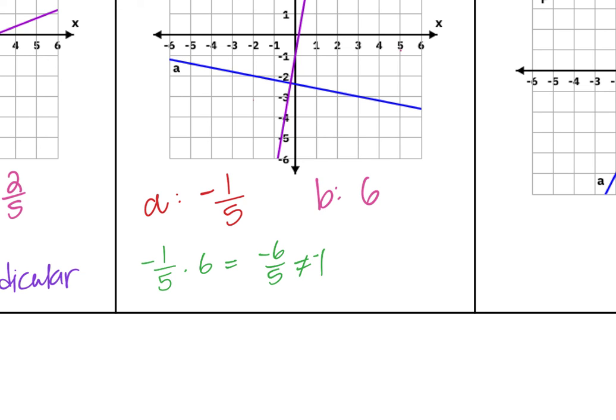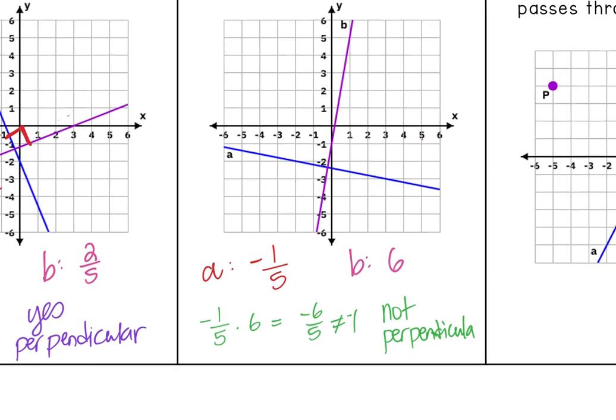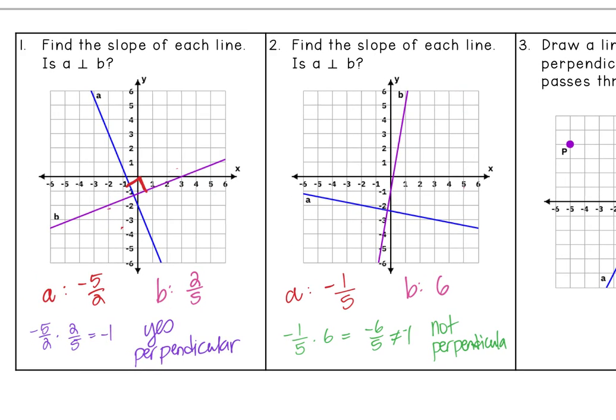So since it doesn't equal -1, these are not perpendicular. So you can't just judge it by the picture. You have to prove it mathematically. More than likely, one of them is like 89 degrees and the other one is 91. Super close, but not exactly perpendicular.